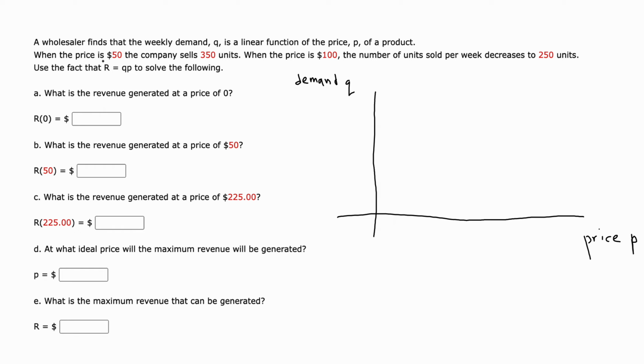So in this case, they set the price at $50. So let's put a 50 here. And they found that 350 units were sold at that price. They also talk about setting the price at $100. And in that case, they found that 250 units were sold. So the idea being the higher price had deterred some people from buying, whereas the lower price had made it more attractive to people.